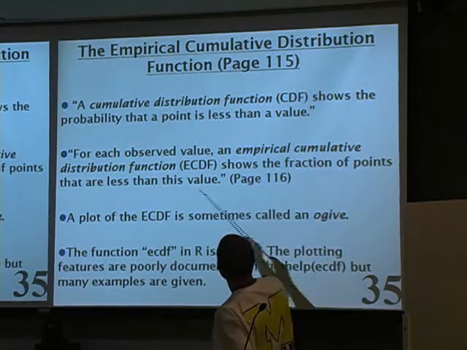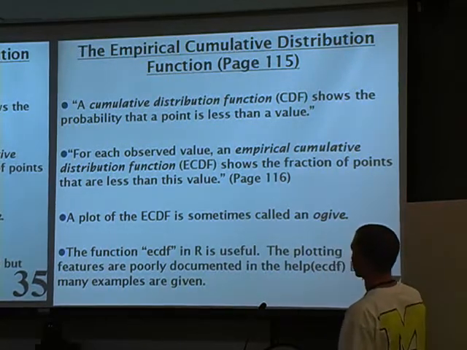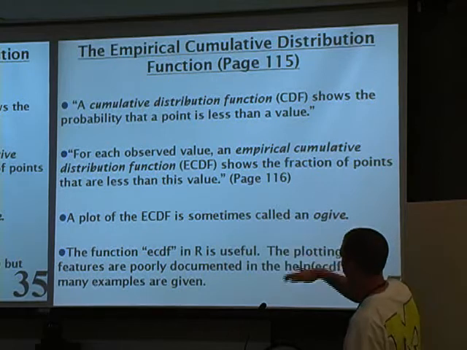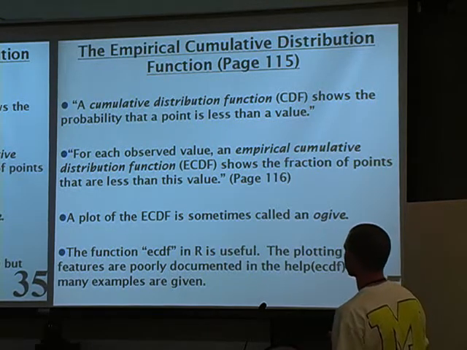So for any point, I know the fraction of points that are less than that value, right? So what percent of exam scores are less than 100? What percent are less than 120? What percent are less than 200, right? For any value, this function returns the percent that are less than that value.